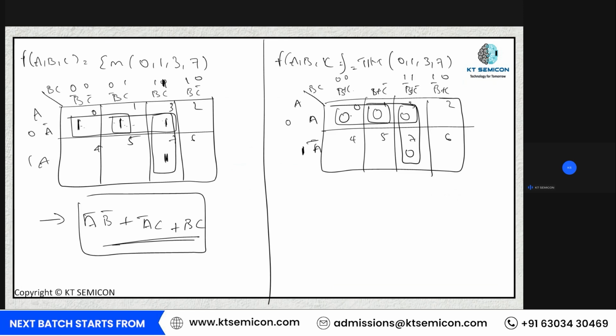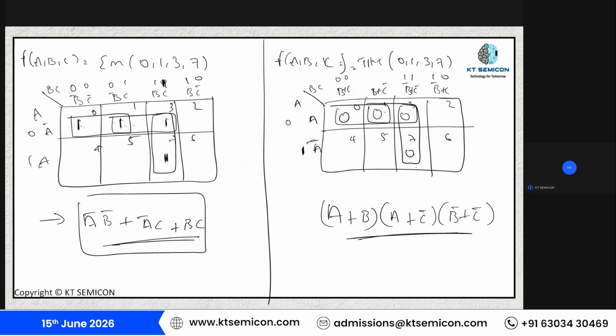Now let's say if I want to solve this, then what is the common term which is present here? It is nothing but A, and in both terms B is common, so I'm going to write down A plus B into, and in these two terms A is common again, and C bar is common, so A plus C bar into, and the common term in these two is B bar plus C bar. So this is how we are going to solve a two variable, three variable KMAP if we are going to have a function like this.